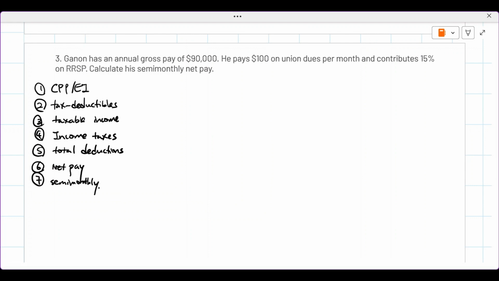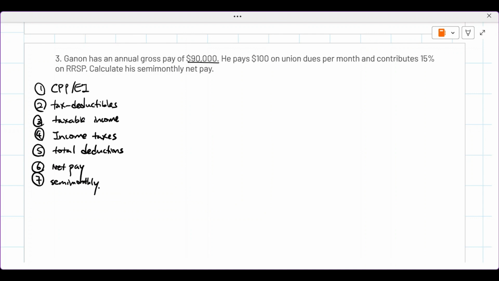A lot of steps, and especially in this type of question where you require multiple steps to follow, it's a useful tip to list out the steps before you get started, so you can follow along easily. So let's first find the CPP and EI.